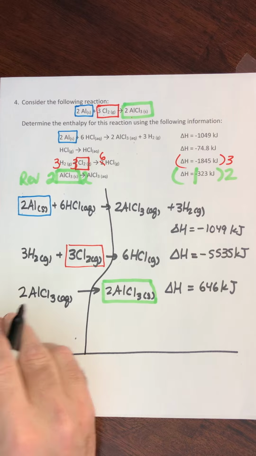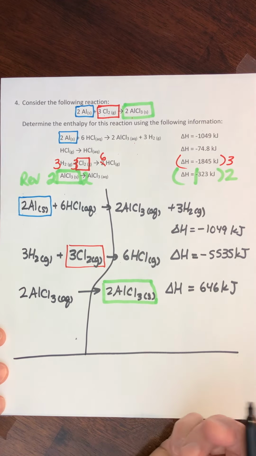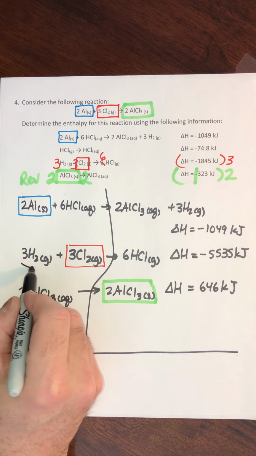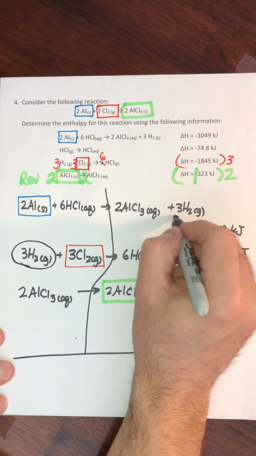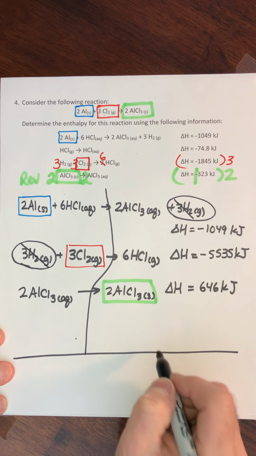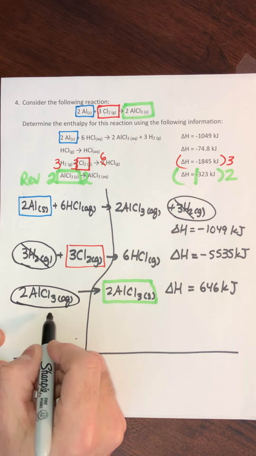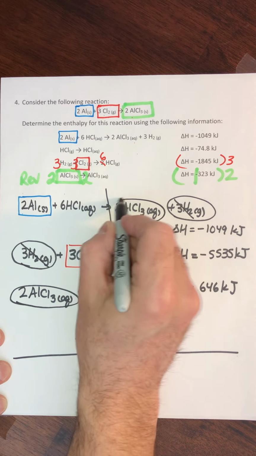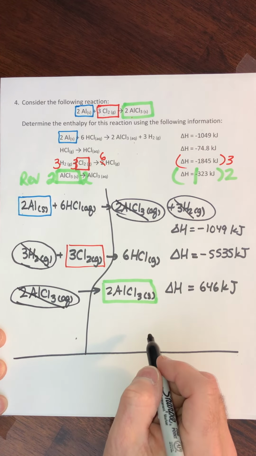Anything on the reactant and product sides that are identical, cancel out. So if we talk about gas, like the 3H2 gas here, 3H2 gas is a reactant, 3H2 gas is a product. They're identical and they cancel. 2 AlCl3 aqueous, 2 AlCl3 aqueous. They're identical and they cancel.